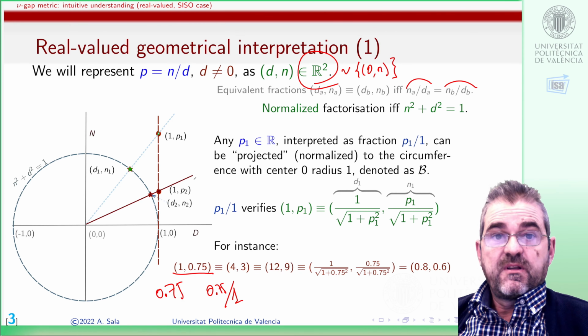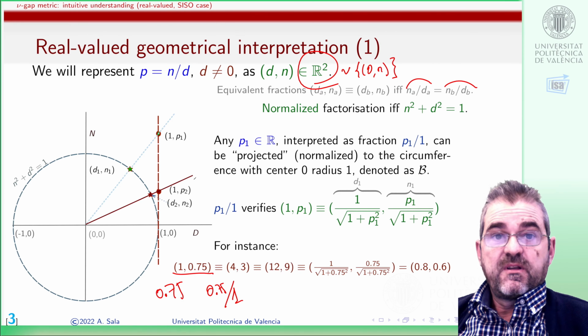In general, any real number P1 can be interpreted as the fraction P1 divided by 1, this pair of numerator and denominator 1. And if I divide everything by the square root of 1 plus P1 squared, then the sum of the squares of these two components is 1. So we will have the normalized representation of the number P1. So any real number can be mapped to a point in this right half circle.